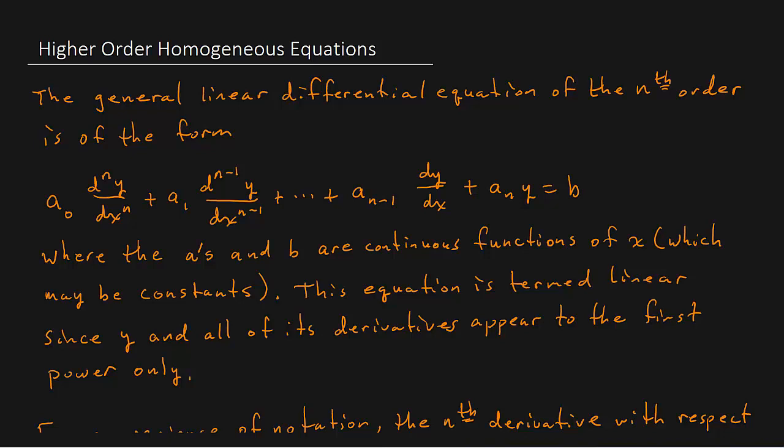All right, so it says the general linear differential equation of the nth order is of this form right here, where the a's and b are continuous functions of x, which may be constants, and this equation is termed linear since y and all of its derivatives appear to the first power only. All right, so this is just a naught times the nth derivative of y with respect to x all the way down to the first derivative, and then plus a sub n times y, and this equals b.